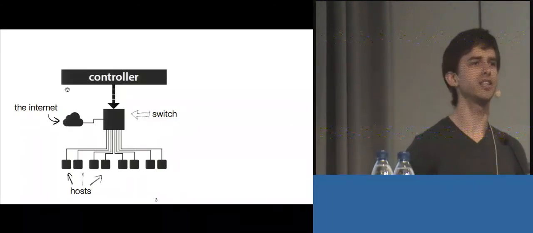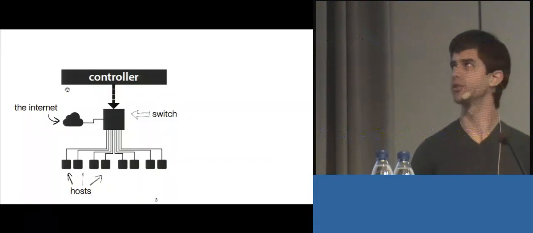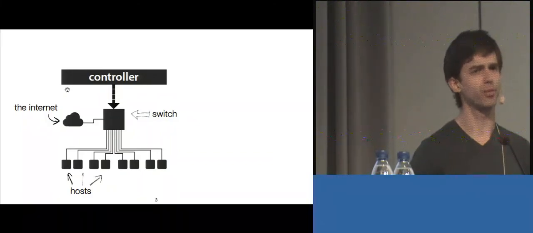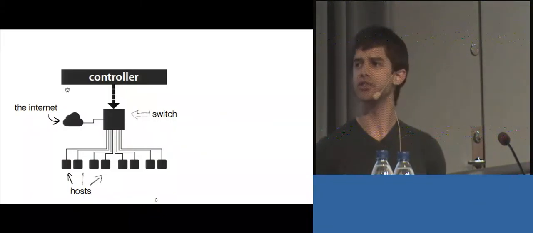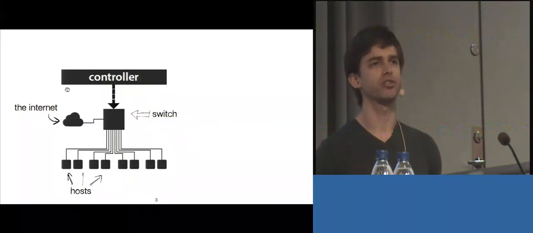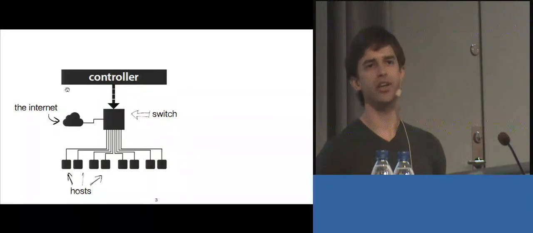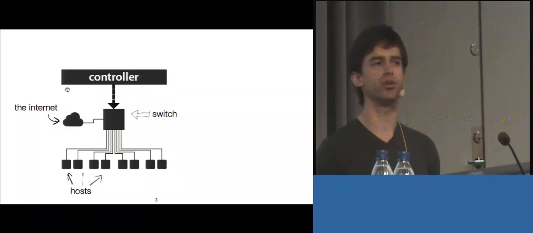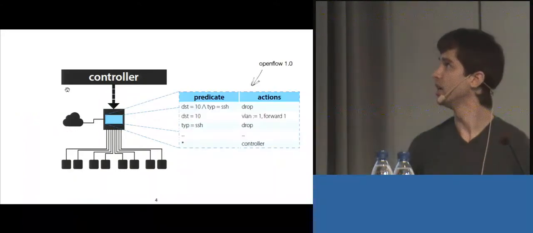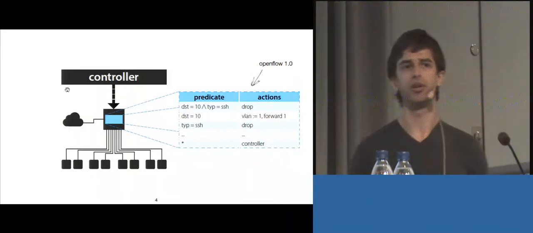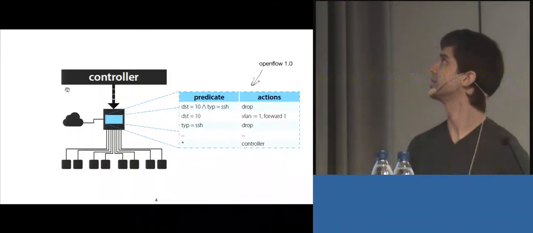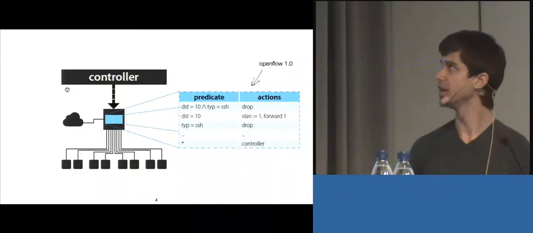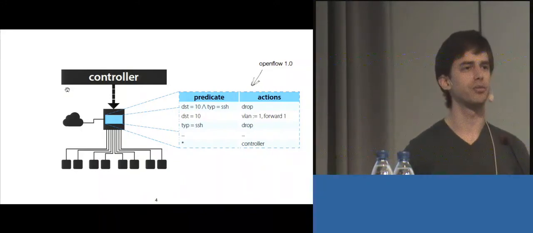In a software-defined network, those distributed protocols are replaced with a centralized controller, which is a program running on a server that has a connection to each of the switches. Instead of running distributed protocols, the controller simply tells the switches, here are the rules that you should use to process packets. The most popular and widely deployed protocol for doing that installation is the OpenFlow 1.0 protocol, which gives the controller the abstraction of switches as a single large table.